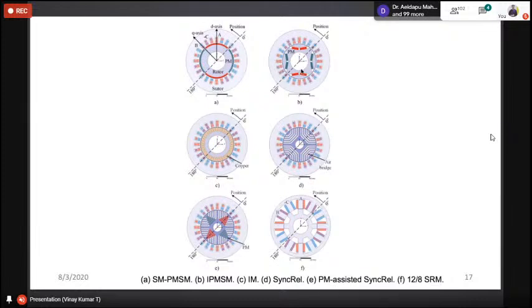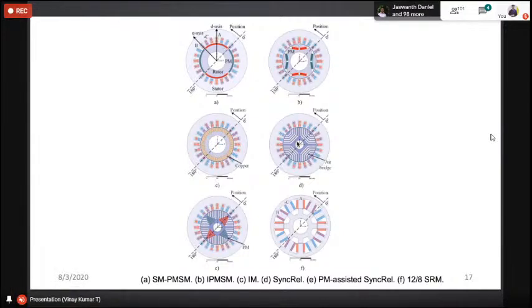Come to interior permanent magnet. Here the permanent magnets, alternating permanent magnets, are placed inside the rotor core. That's why it is called interior permanent magnet synchronous motor. Right? This is called the induction machine. Here copper bars are placed on the rotor surface. Right? Rotor teeth are also there. Because of the rotor teeth, you will get teeth harmonics.